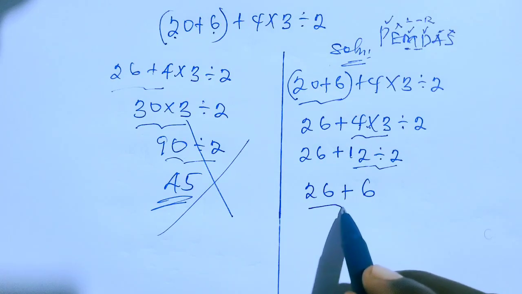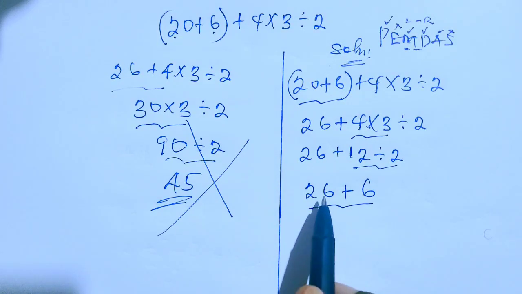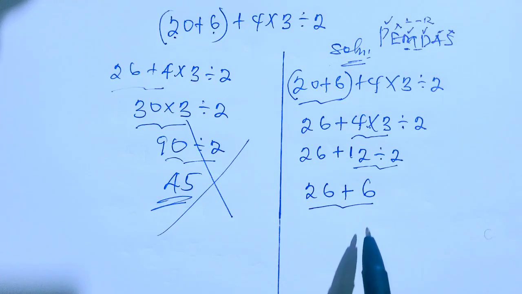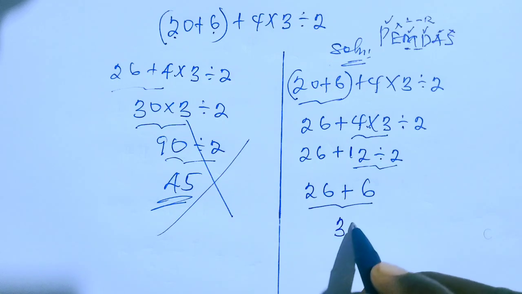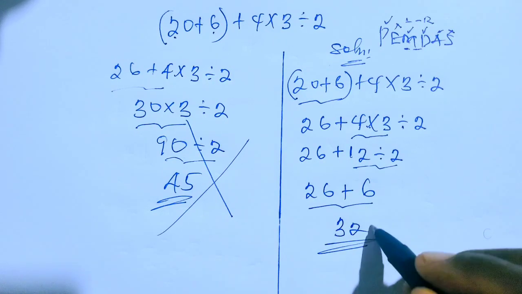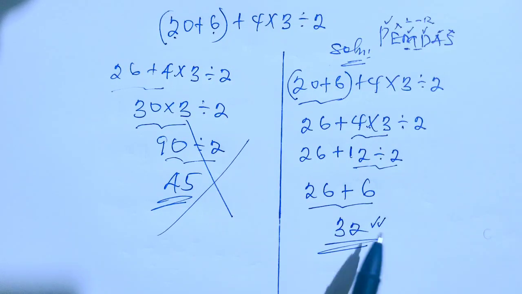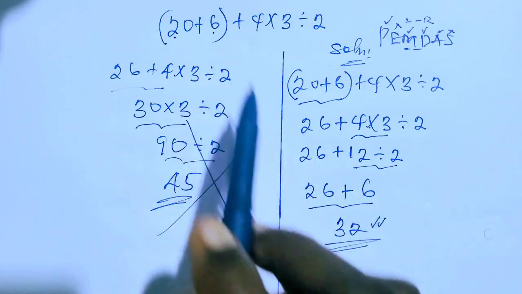Then lastly, we consider addition. 26 plus 6, that should give us 32. And this is the correct answer to this given expression right here.